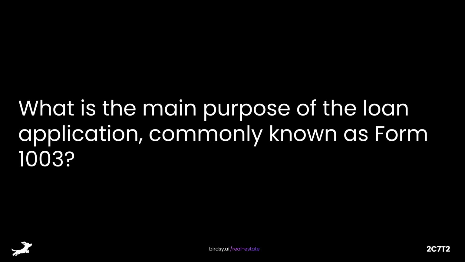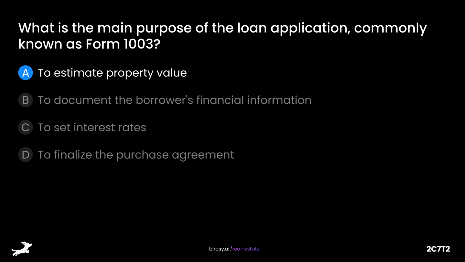What is the main purpose of the loan application, commonly known as Form 1003? Is it A, to estimate property value, B, to document the borrower's financial information, C, to set interest rates, or D, to finalize the purchase agreement?